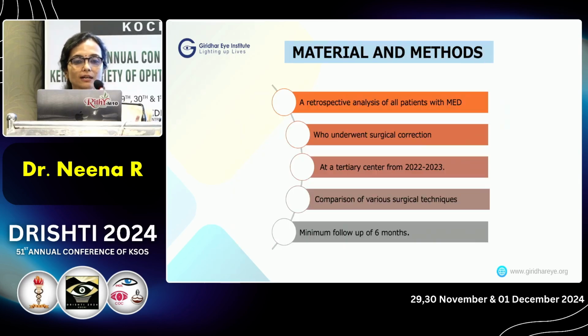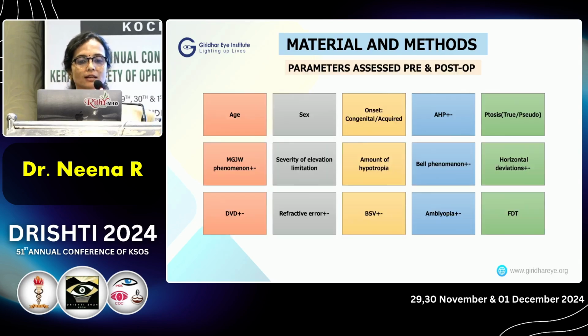In this study, we did a retrospective analysis of all patients with monocular elevation defect who underwent surgical correction at our center from 2022 to 23, and we compared the various surgical techniques with a minimum follow-up of 6 months. These were the parameters we assessed. Apart from the demographic factors, we looked into the amount of hypertropia, the severity of elevation limitation, and the presence of other characteristics like AHP, ptosis, Marcus-Gunn jaw-winking phenomenon, Bell's phenomenon, horizontal deviations, DVDs, refractive errors, BSV, amblyopia, and we did an FDT for all patients.